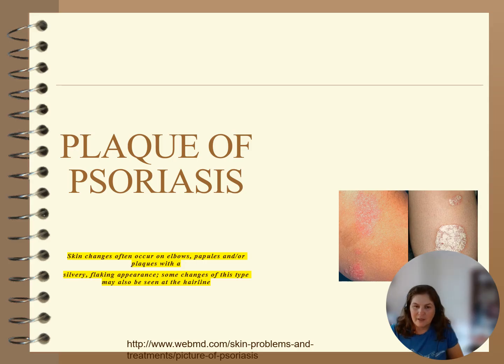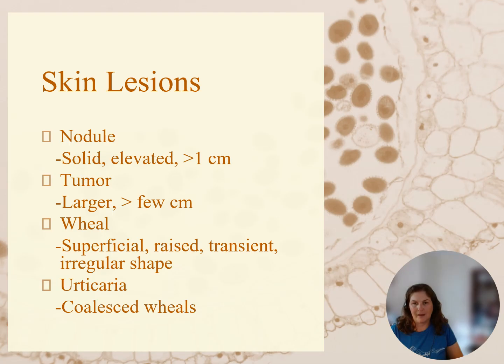These are different pictures here that you can see. They're usually silvery, flaky in appearance. Some changes of this type may also be seen in the hairline. It's skin cells that multiply up to 5 times faster than normal. So just the sheer volume causes those raised red plaques covered in white scales. It usually occurs on the knees and the extensor surfaces, so knees, elbows, scalp. It can also affect the torso, the palms, and soles of the feet. Although it is treatable, it's not curable once people have it.